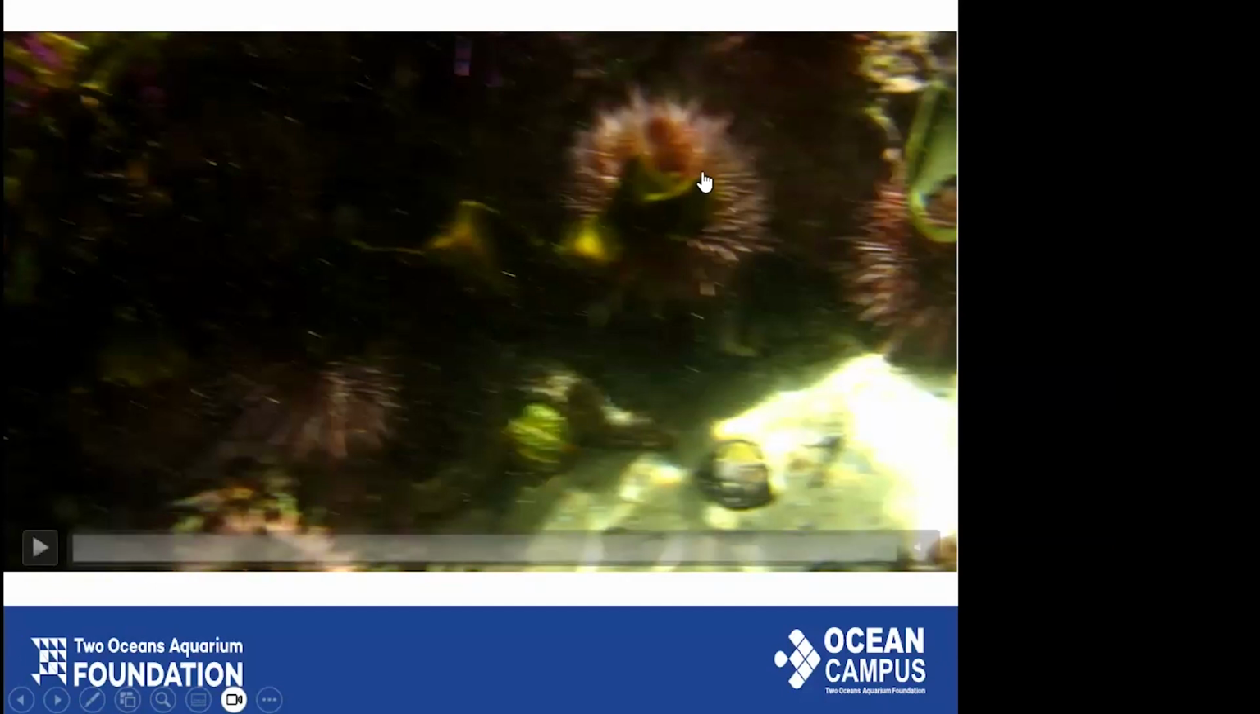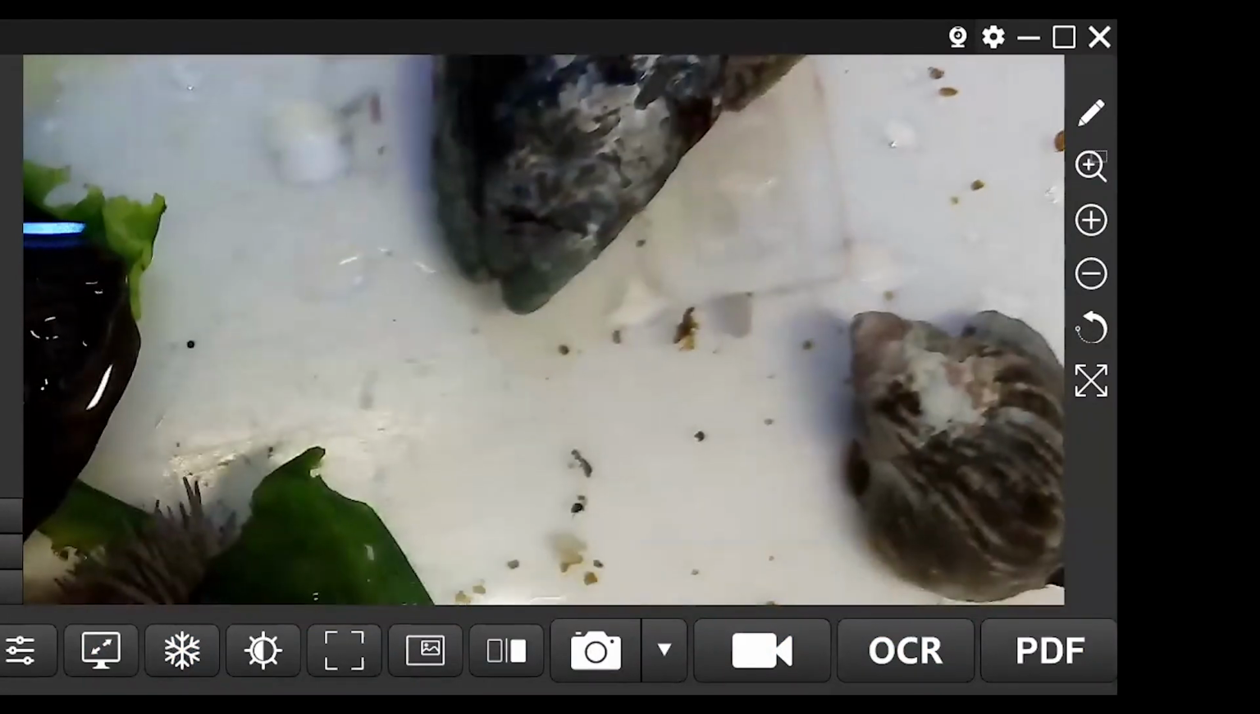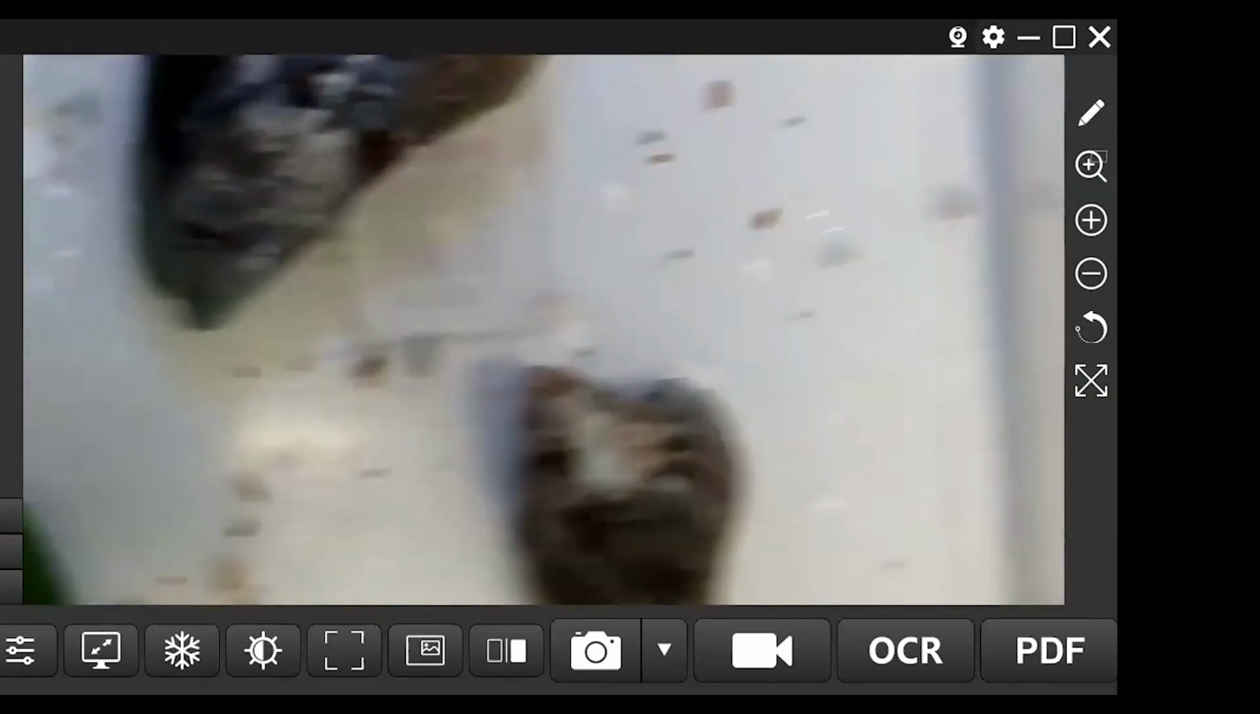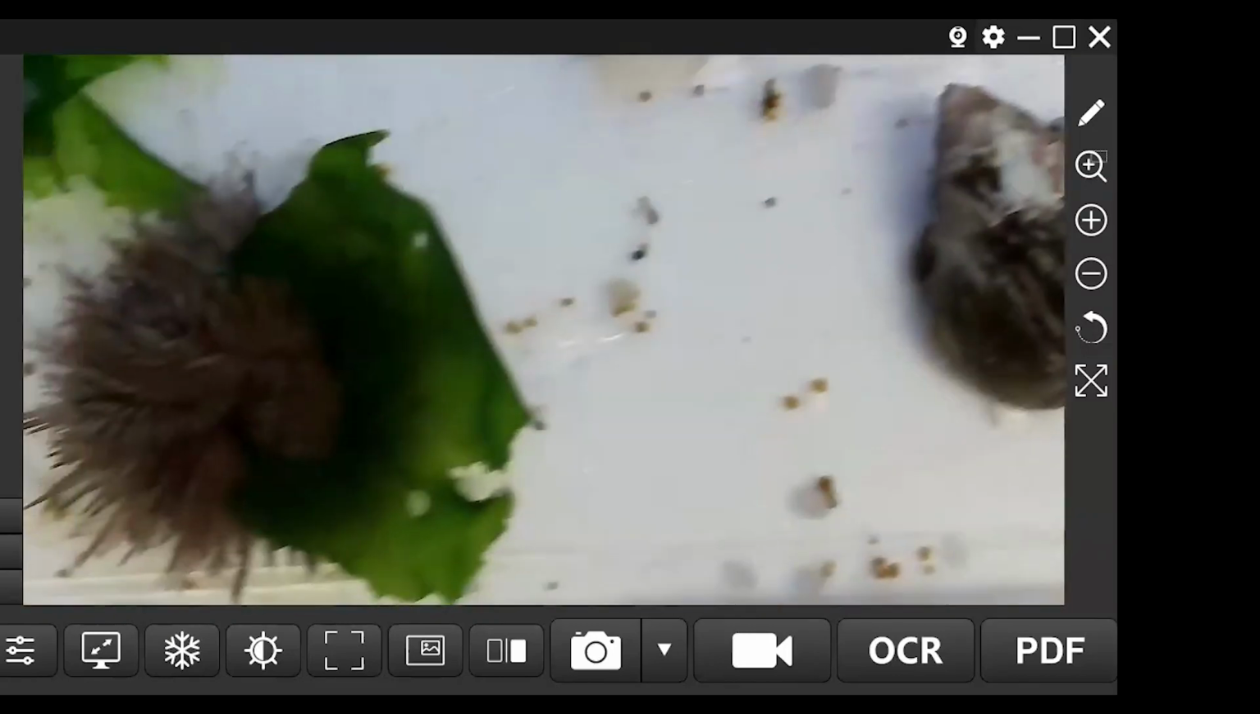I think this is a good time for me to switch over. So I have a little bit of some live organisms that I want to show you, and one of those is in fact a sea urchin. So let me just put it into view over there.